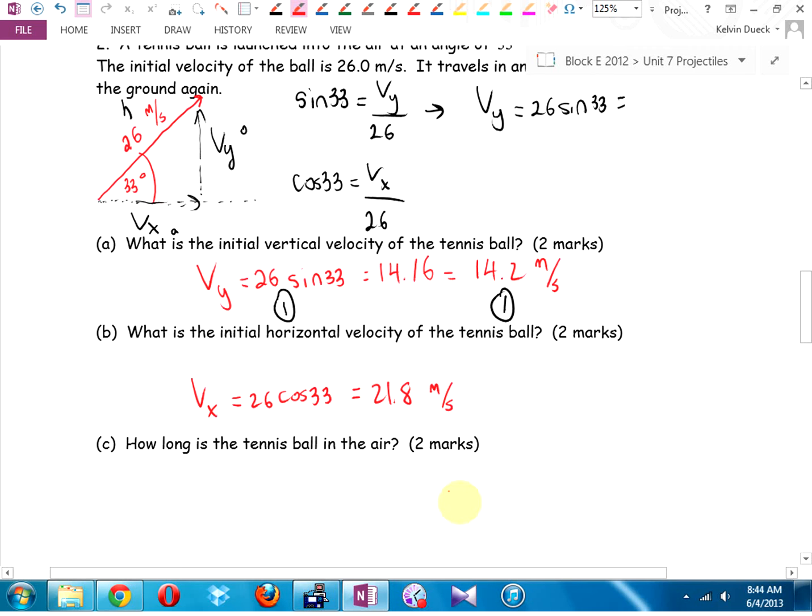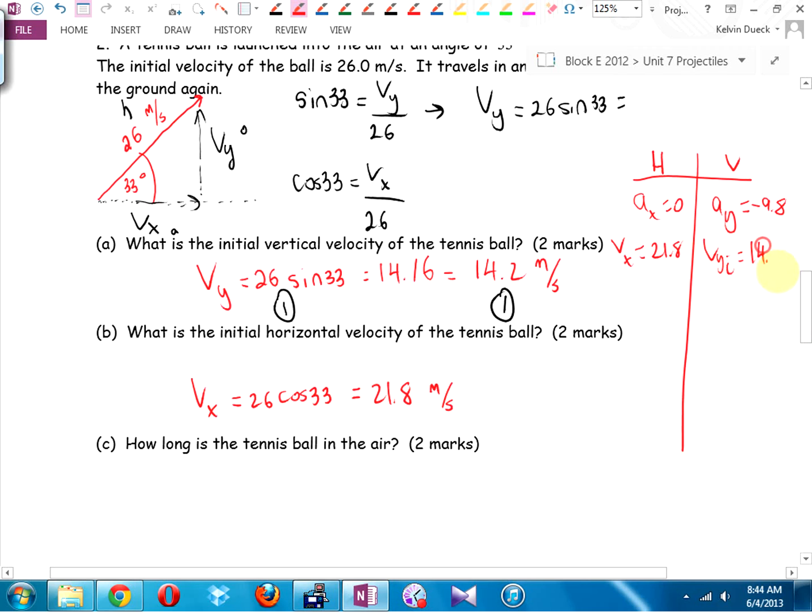How long is the tennis ball in the air for? Okay, now I'm going to tackle this with my T-table approach. I got room over here. I'm going to say horizontally, AX is 0. AY vertically is negative 9.8. VX is 21.8. VY initial is not 0. It's 14.16. And that's not enough to do anything.